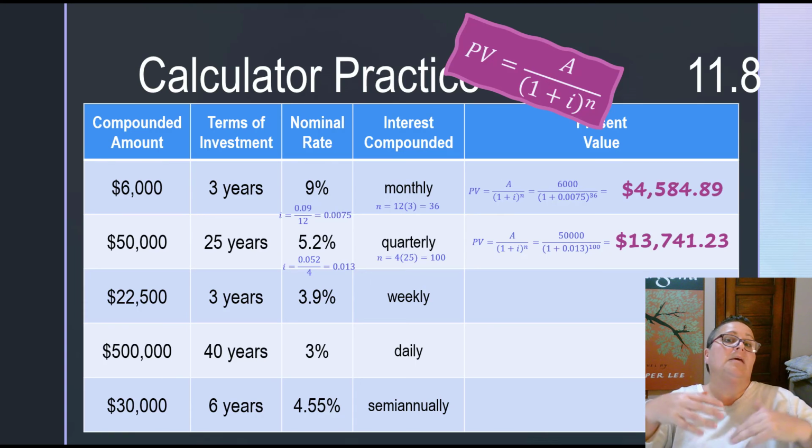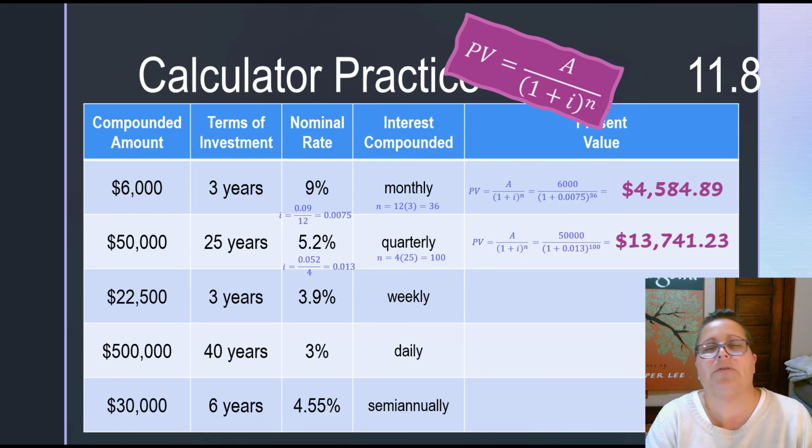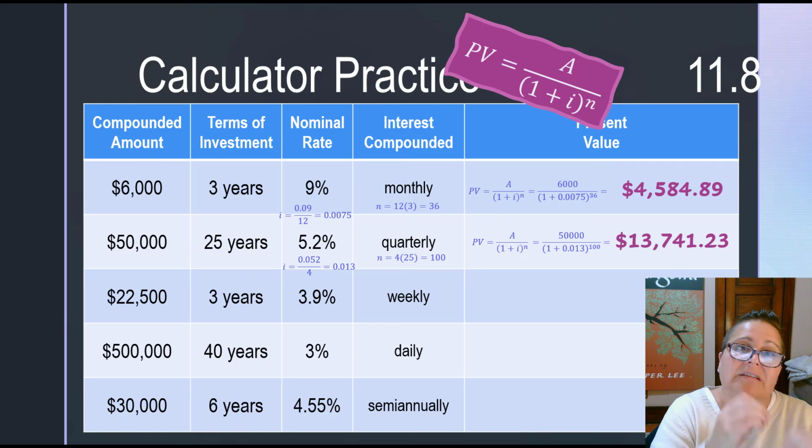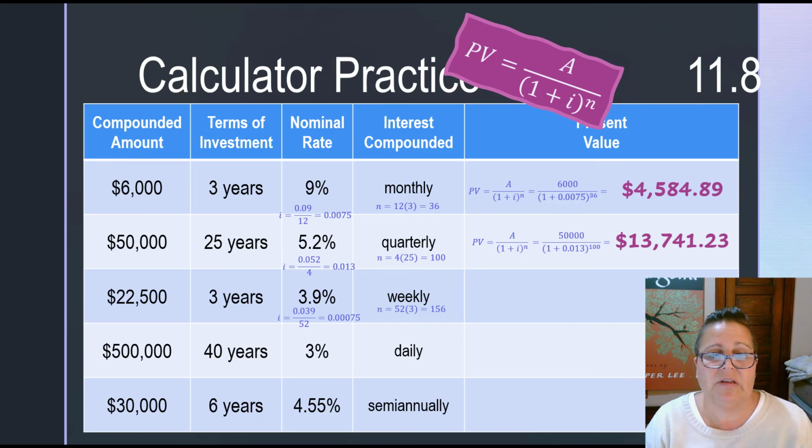$13,741.23. Compared to the $50,000, this is very little, right? $50,000 versus 13 or 14 almost. But you've got 25 years to grow. 25 years for the money to grow. And when you have a lot of time, you can start with a smaller amount of money. All right, these last 3 problems here, I'm just going to click through this next one.